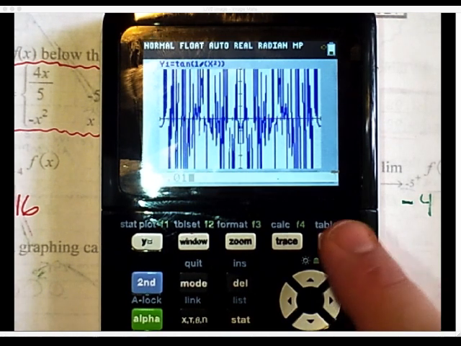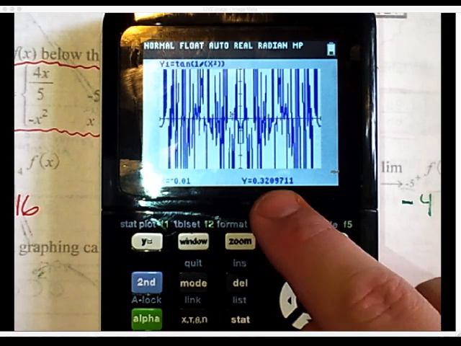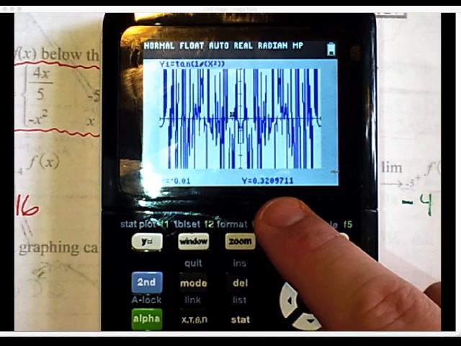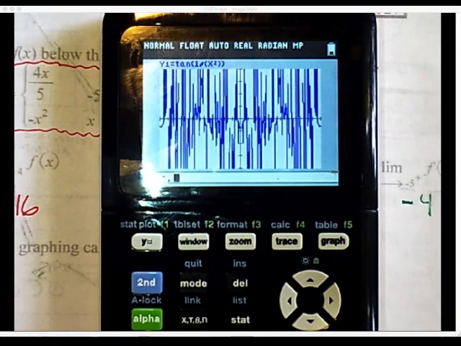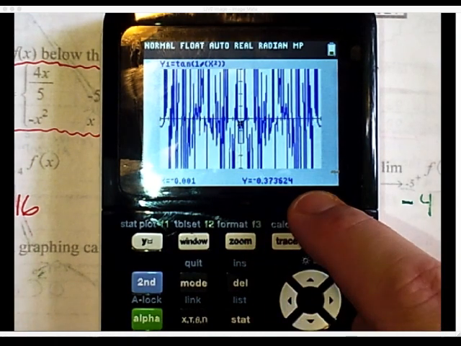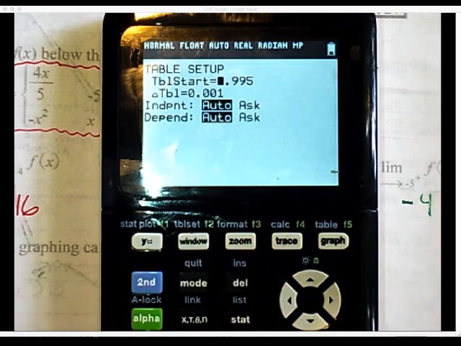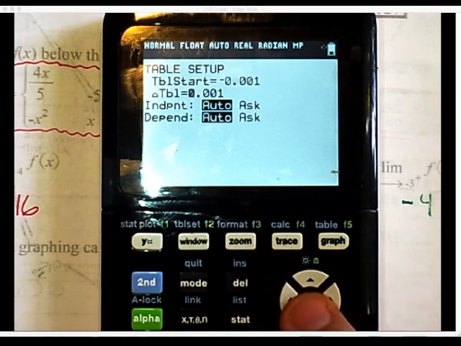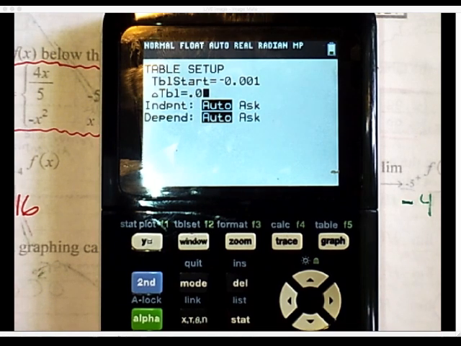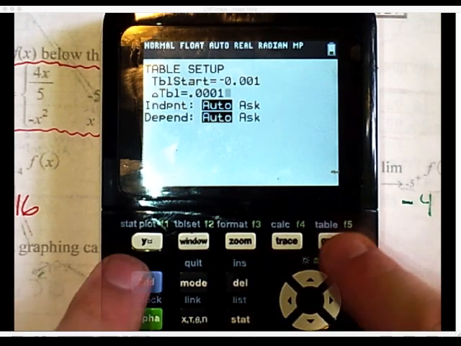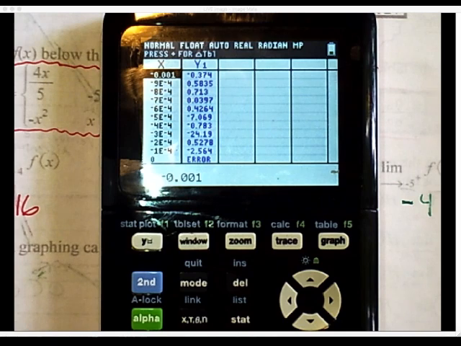Okay, but if I hit trace and I go -0.01, it tells me that that's 0.3209. What about if I do -0.001? Now it's shifting down to a negative number. So crazy things are happening. So maybe on my table set here, I would start at -0.001, and I'd want to scale by 0.0001. Then look at the table.